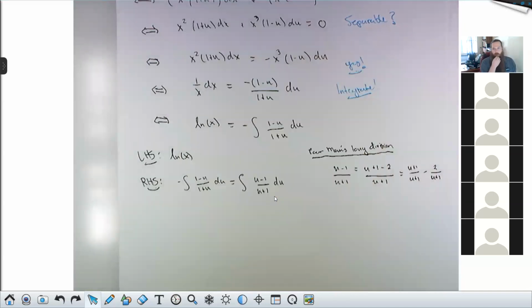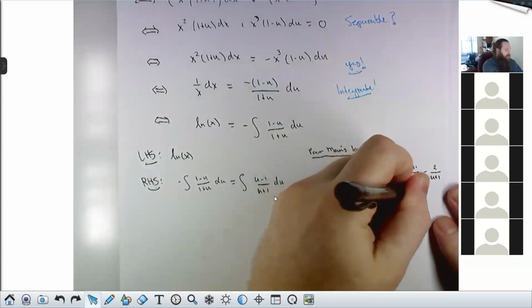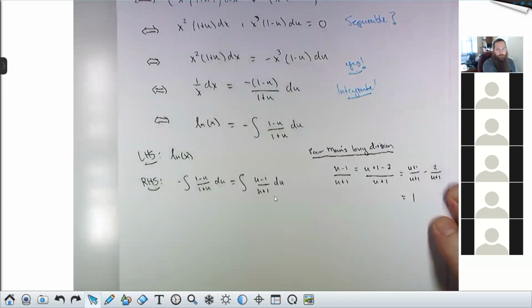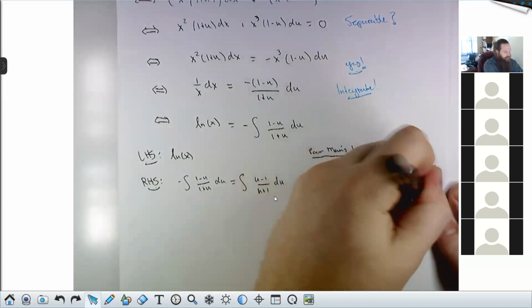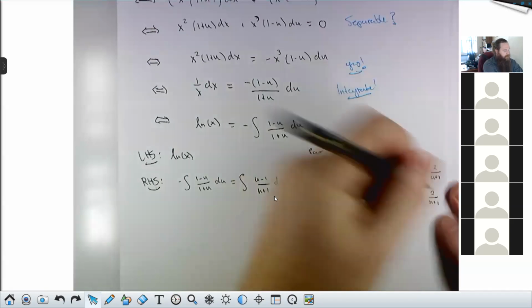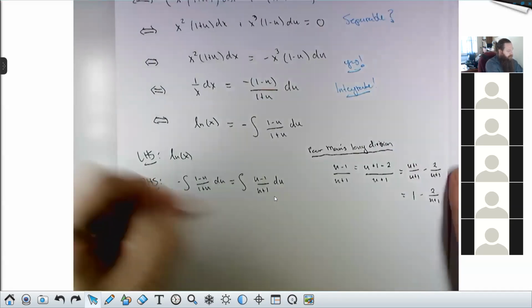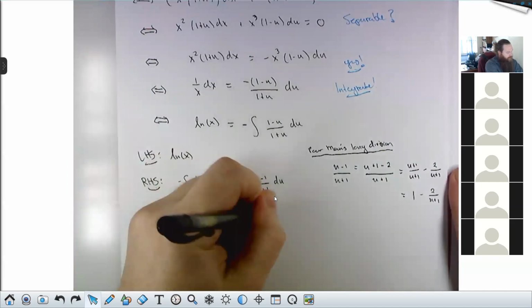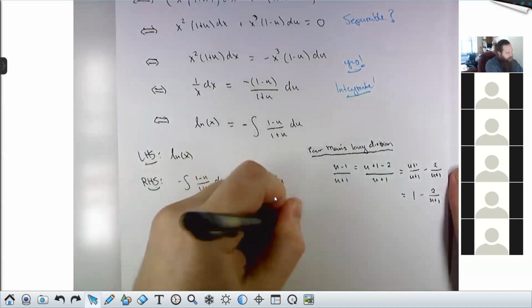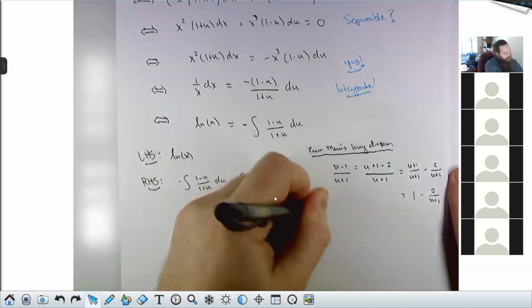So all those tricks from your calculus class, very important here. u plus 1 over u plus 1 is 1, right? This first ratio here is 1. And then you've got your minus 2 over u plus 1. So the way we do this integral is by rewriting it as the integral of 1 minus 2 over u plus 1 du.